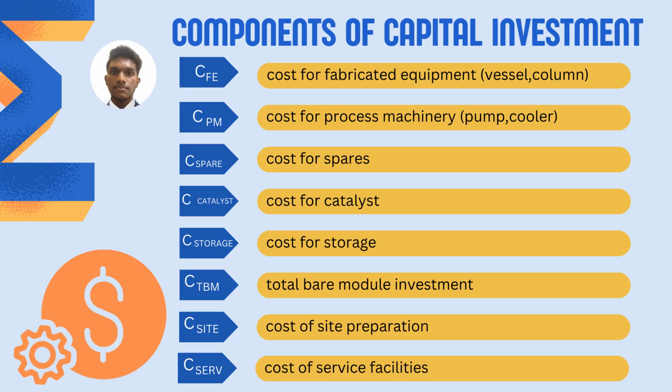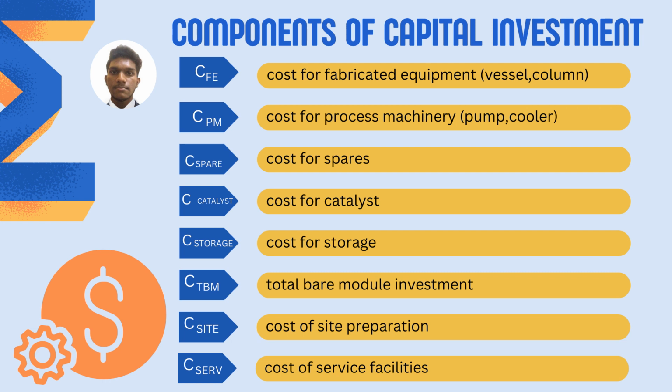Components of capital investment can be divided into many parts. The first one is the cost for fabricated equipment such as vessels and columns. Second is for process machinery such as pumps and fillers. We also have cost for spares, which are spare items of equipment such as spare pumps and gaskets. Then we have cost for catalyst, cost for storage, and total bare module investment, which is the cost for on-site parts of the plant, divided into fabricated process equipment and process machinery.